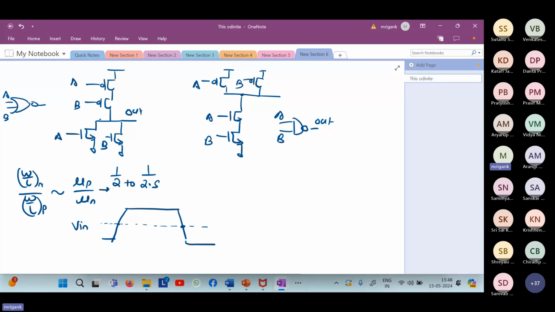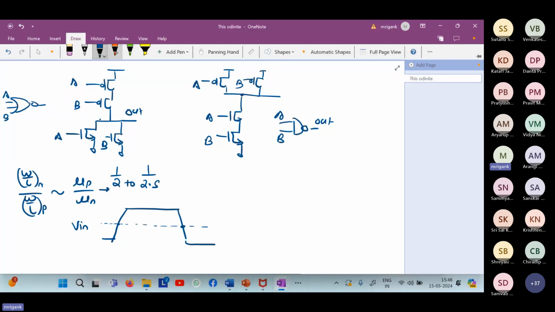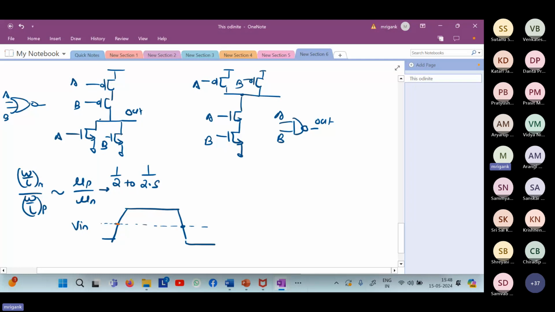In terms of the trip point also, if you look at this curve, ultimately the trip point is close to VDD by 2, assuming that the input has a finite rise time and fall time. Any real input signal will have finite rise time and fall time. It will not be exactly a stepped signal. It will have a non-zero rise time, non-zero fall time. So if the trip point is exactly VDD by 2 or close to VDD by 2, the output will also transition accordingly. It will remain more or less symmetric.